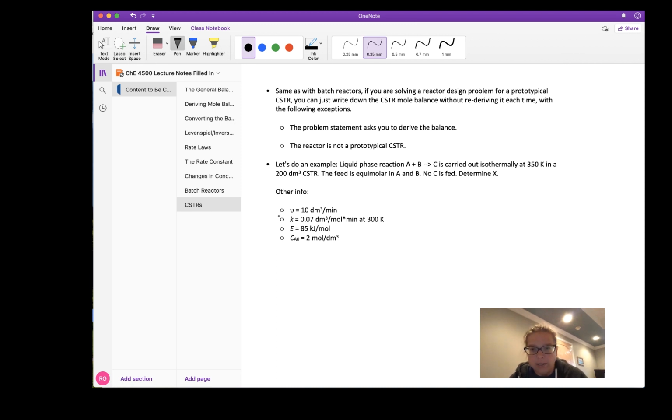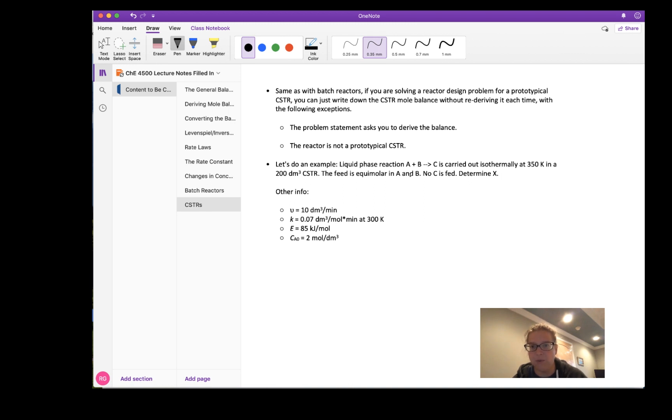So let's now do an example. Let's look at the liquid phase reaction A plus B goes to C, and we're going to carry this out isothermally in a 200 cubic decimeter CSTR. The reaction is going to run at 350 degrees K.